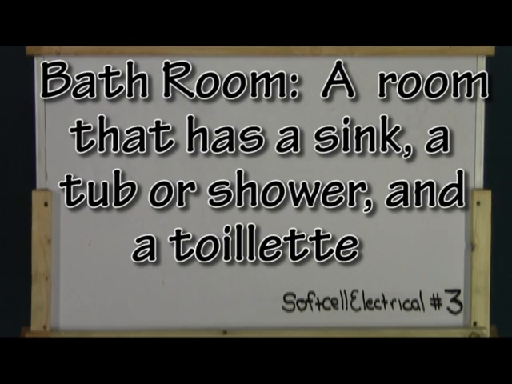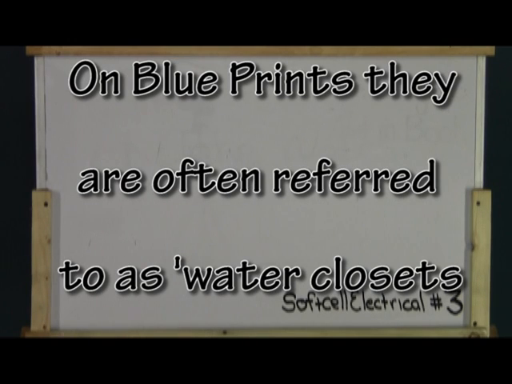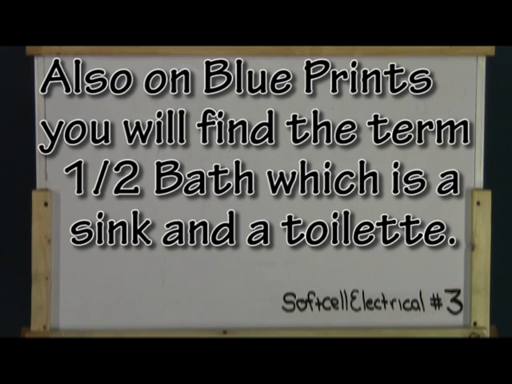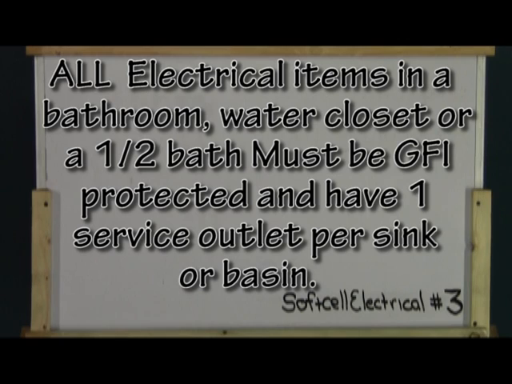Alright, let's get started with bathroom. Just like it sounds, it's a room with a sink, a toilet, and a tub. Now, not in the code book, sometimes a bathroom is referred to as a water closet. Additionally, a half bath is a sink and a toilet. You will not find either one of these definitions in the code book. Make a mental note that everything in a bathroom has to be GFI protected.